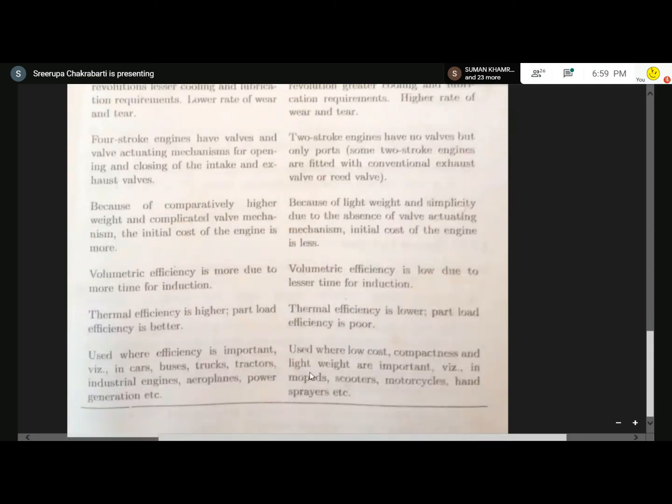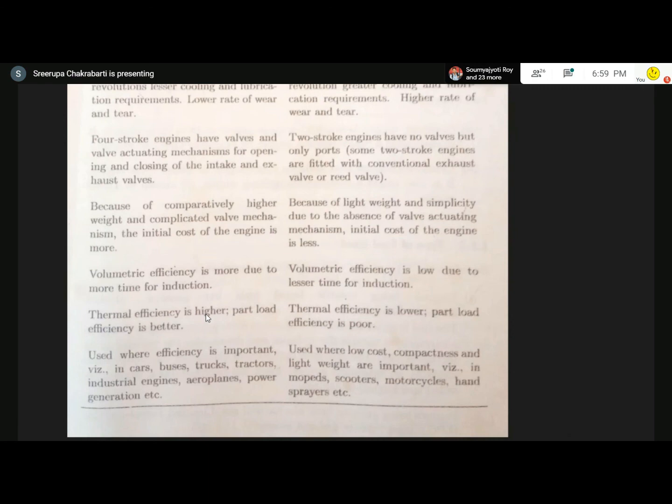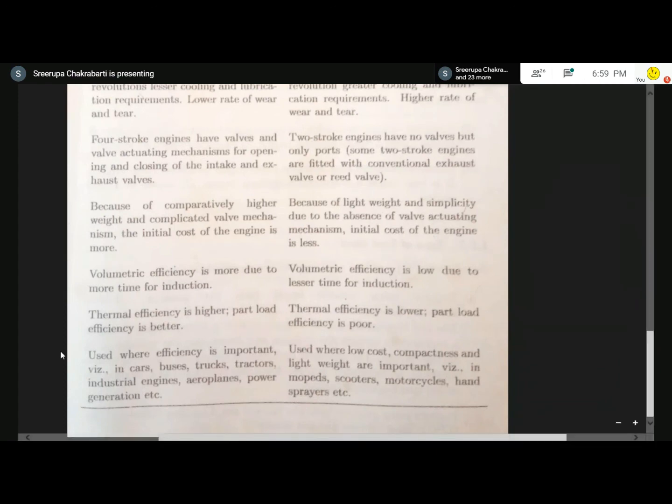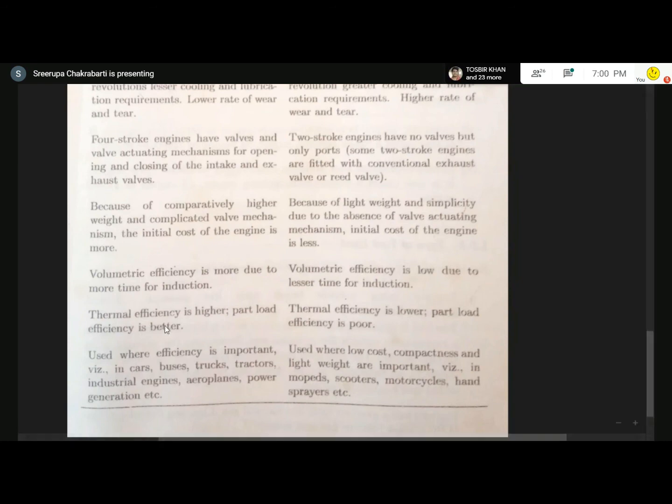Thermal efficiency for a 4-stroke engine is higher because the volumetric efficiency is higher. So more mass of air and more mass of fuel is inducted. That is why thermal efficiency is higher. More power is produced, more fuel is burnt, and part load efficiency is also high. Part load means when the engine is not producing its maximum power.